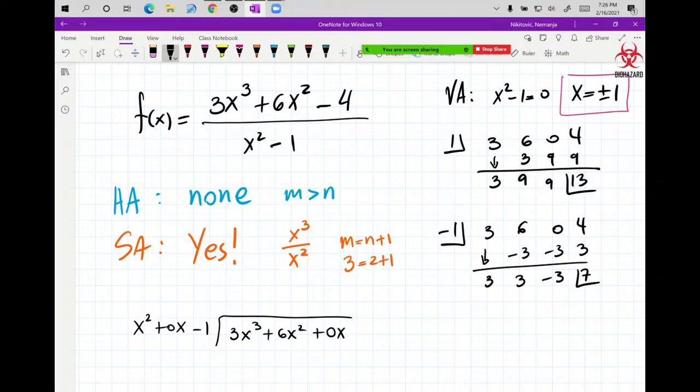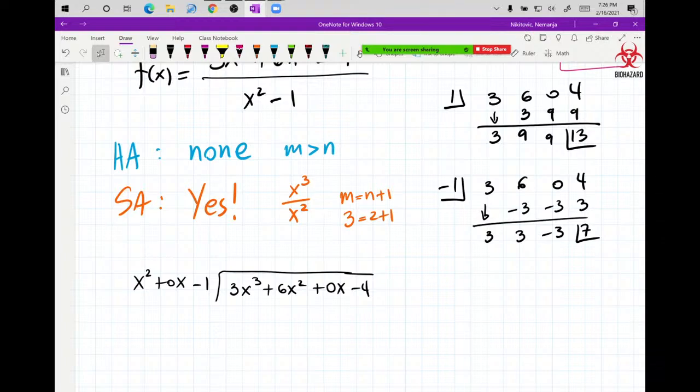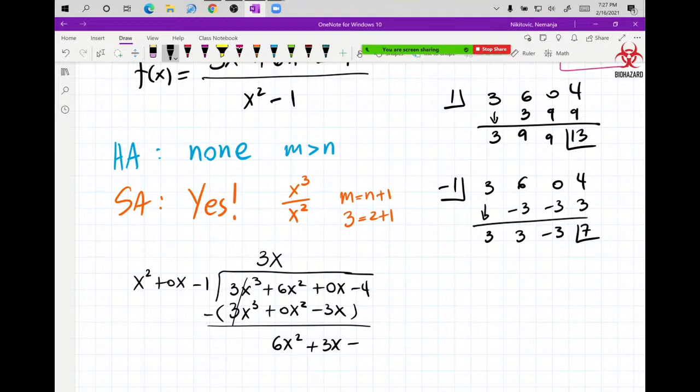Plus 0x minus 4. And now we do long division of polynomials. X squared goes into 3x cubed 3x times. Multiplied back, you get 3x cubed plus 0x squared minus 3x. You see how well these placeholders work? Because this would be a whole mess if we didn't have them. These guys cancel. You got your 6x squared plus 3x and then minus 4.